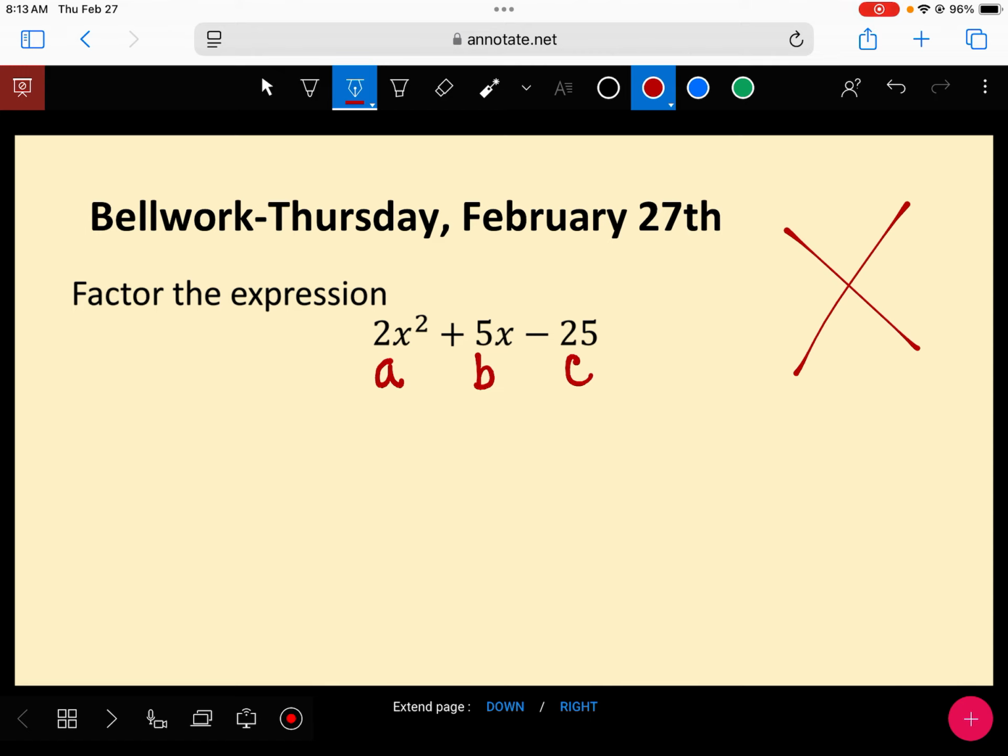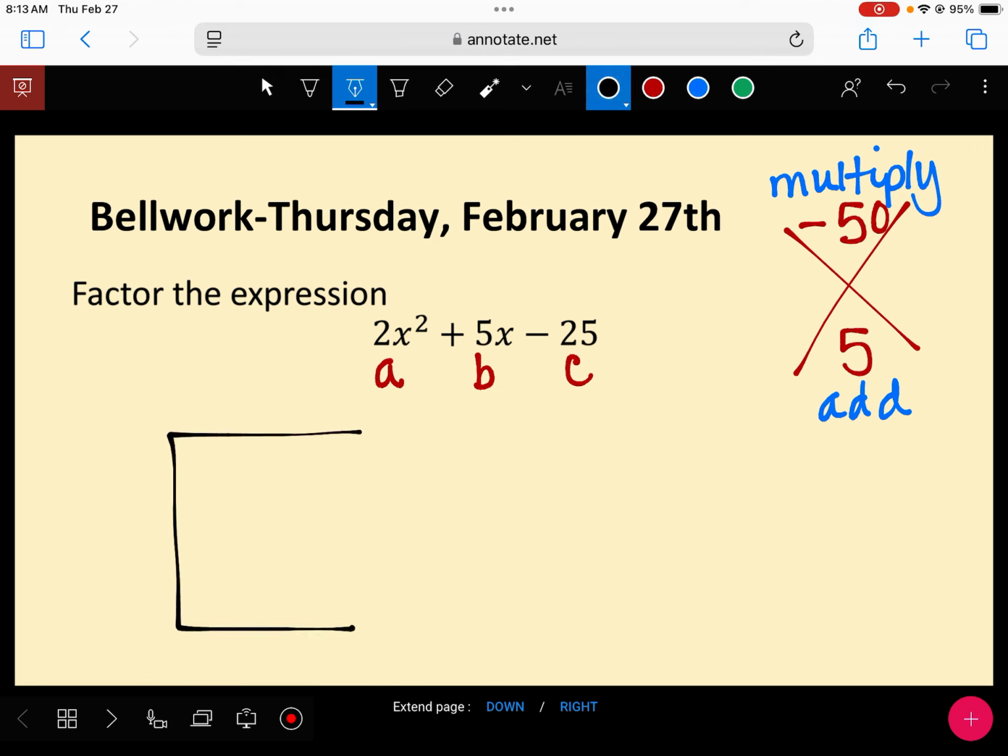And what you get? What's 2 times negative 25? Negative 50. Put that on the top. B is 5. That goes on the bottom. So don't say it out loud, but I want you all to take a minute and try to find the two numbers that would multiply to give you negative 50, but add to a positive 5.